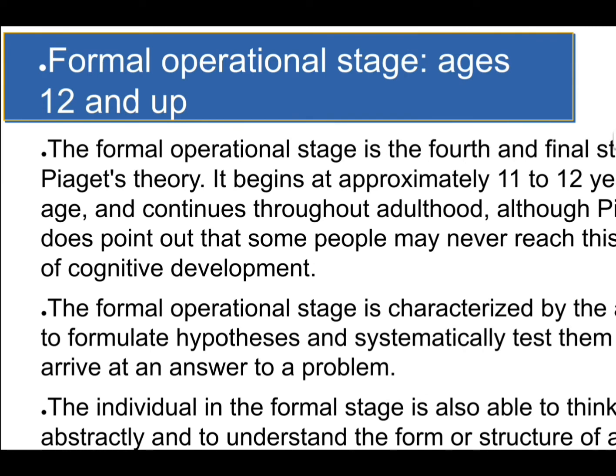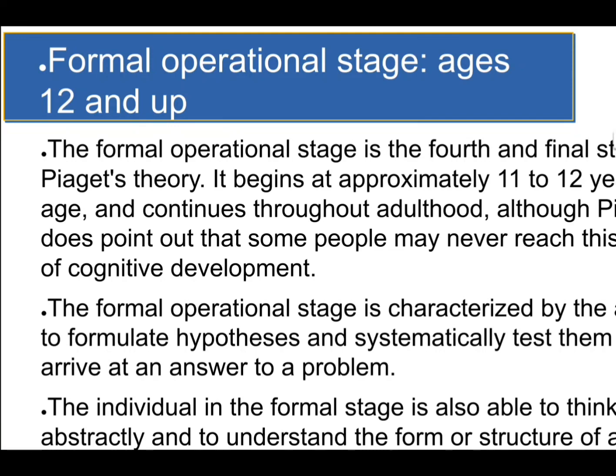The next is the formal operational stage, which will be after the age of 12. The formal operational stage is the fourth and final stage in Piaget's theory. It begins at approximately 11 to 12 years of age and continues throughout adulthood. Although Piaget does point out that some people may never reach this stage of cognitive development, the formal operational stage is characterized by the ability to formulate hypotheses and systematically test them to arrive at an answer to a problem.